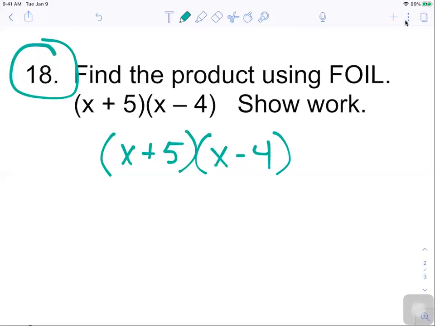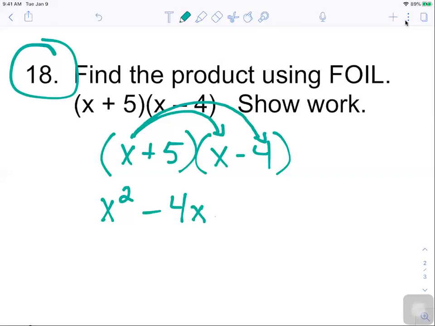Okay, first we start with the F, first. So we look at the first term, that's the X, and we're going to distribute it to the other X. If we do that, X times X is going to give you an X squared. Now we go to the outer terms, which is the X and the -4. -4 times X is just going to be -4X.